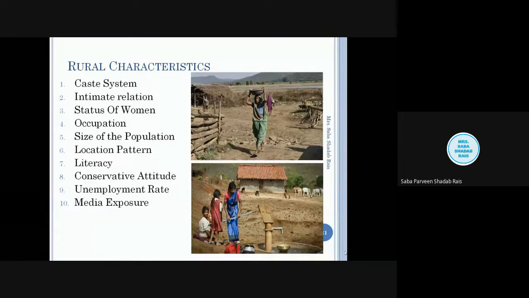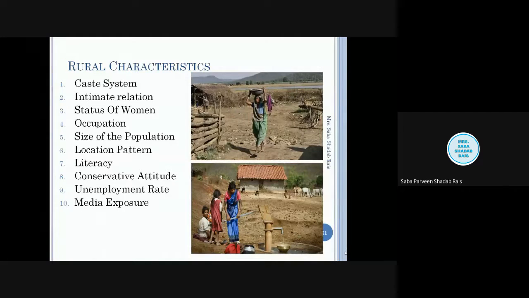So definitely all these are again payable media sources, so they cannot afford them due to poverty. So hardly any media exposure is there. Most of them are relying on the radio only.